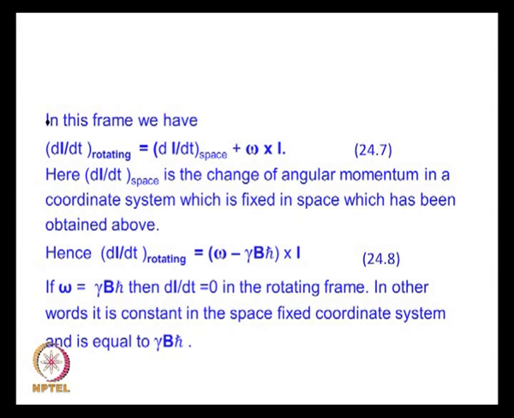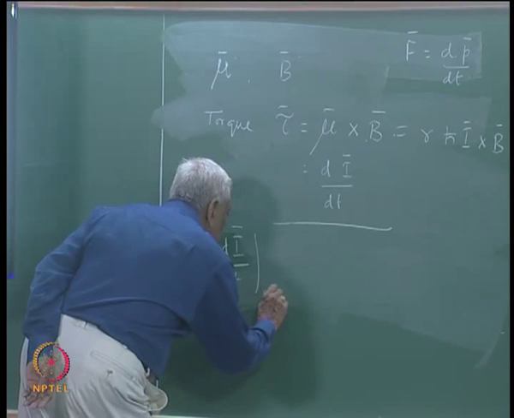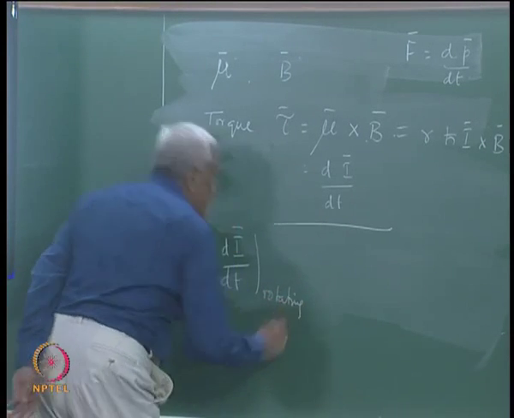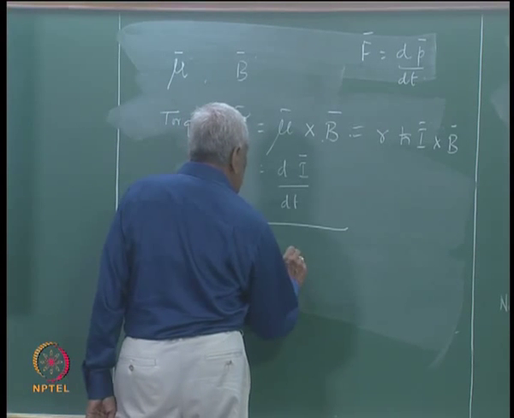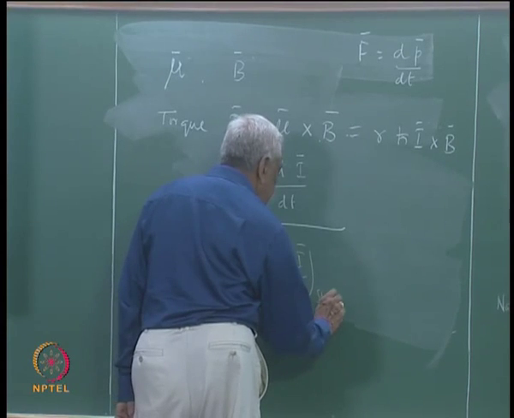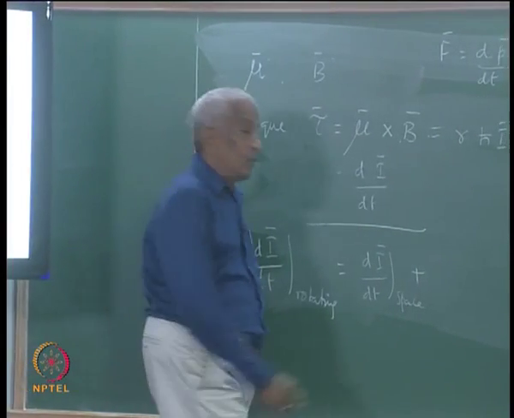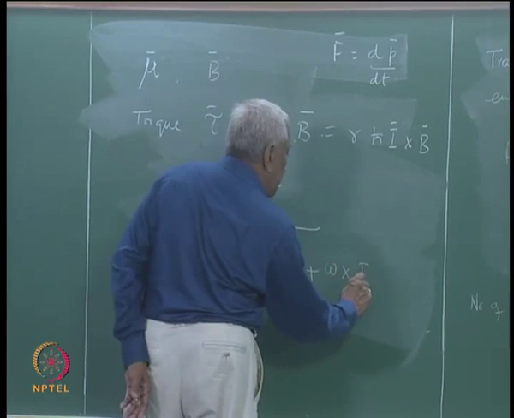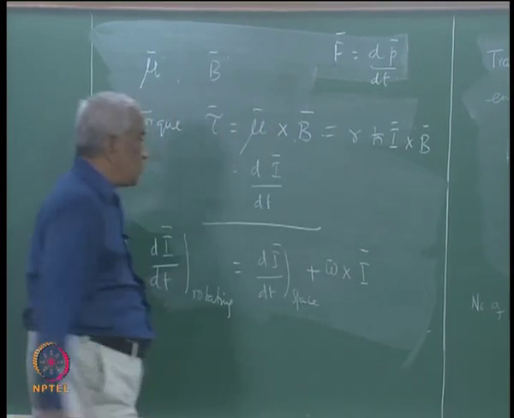Now, in order to understand the physical content of this torque equation, let us go over from a static reference frame of coordinates to a rotating frame. And classical mechanics tells us that the rate of change of any vector when viewed from a rotating frame which has an angular frequency omega is related to the rate of change in the space fixed coordinate system plus omega cross I. This is a standard result in classical mechanics.